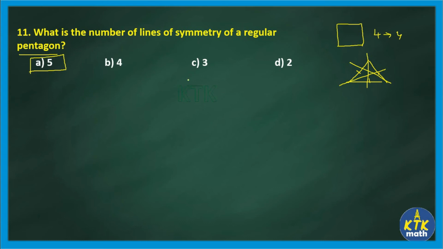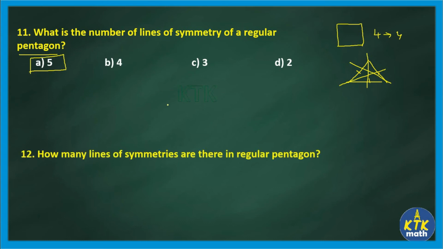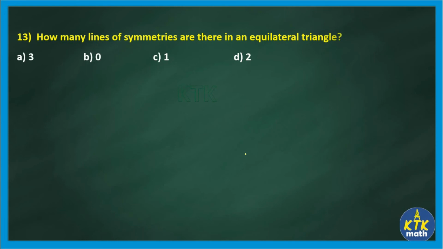Now question number 12. How many lines of symmetry are there in a regular pentagon? Sorry, the same question repeats there. Sorry for that. Okay, no problem. You can continue with the same. Next, question number 13. How many lines of symmetry are there in an equilateral triangle? Just now we have learned it is 3.